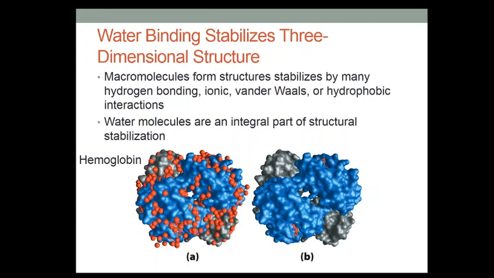Macromolecules form their three-dimensional structures using a network of many different kinds of non-covalent interactions. So these are interactions that are drawn from the 4 common interaction types that we just talked about: hydrogen bonding, ionic, van der Waals, as well as hydrophobic interactions. So for macromolecules, the most stable structure is going to be one in which all of these weak interactions are maximized. These weak interactions are forming a network that overall contribute to the stability of the structure.